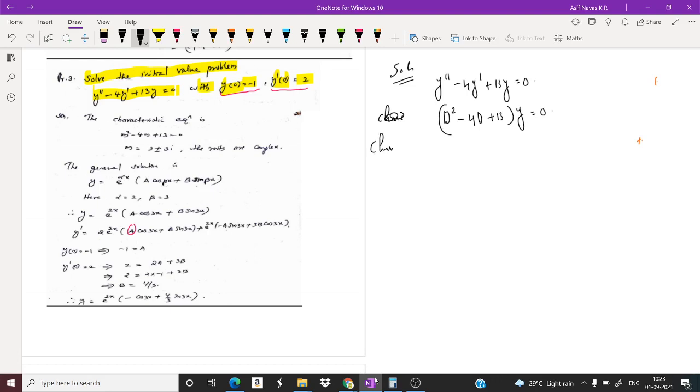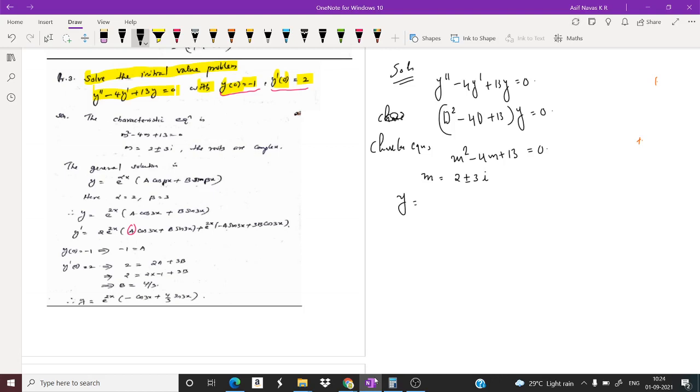Then what is the characteristic equation? m squared minus 4m plus 13 is equal to 0. So what are the roots? The discriminant is less than 0, so complex roots, right? If you find the roots, they are 2 plus or minus 3i. Either you can use a calculator to find the roots of this characteristic equation. Then what will be the solution?